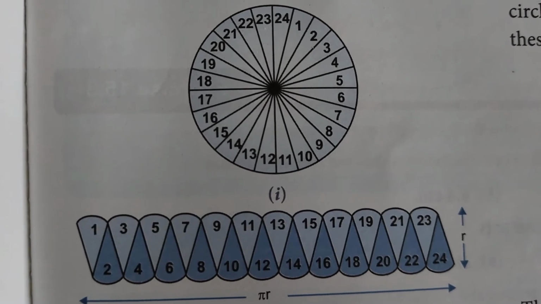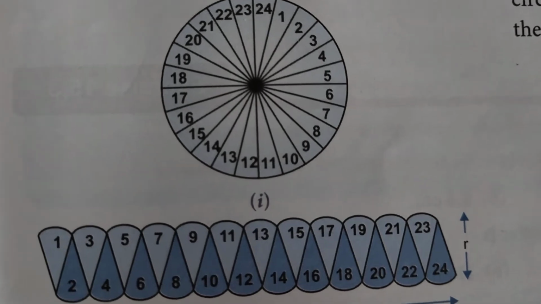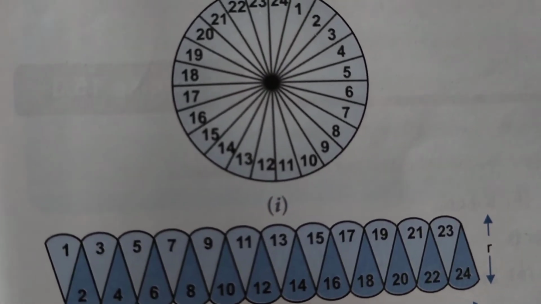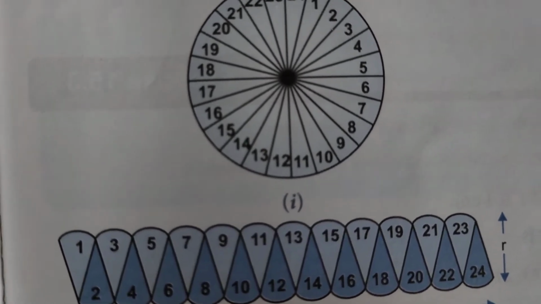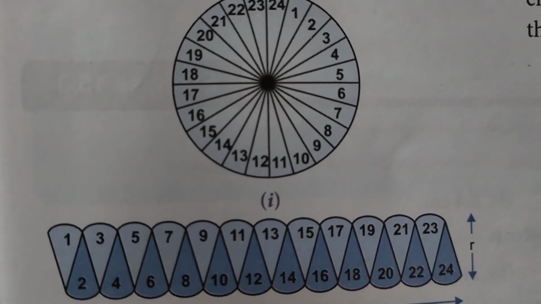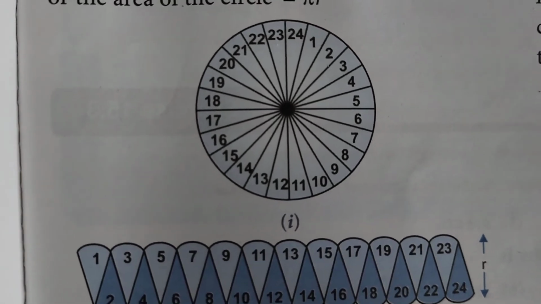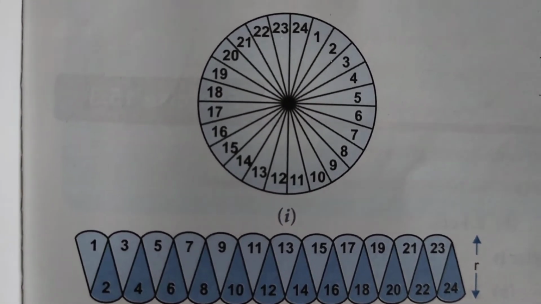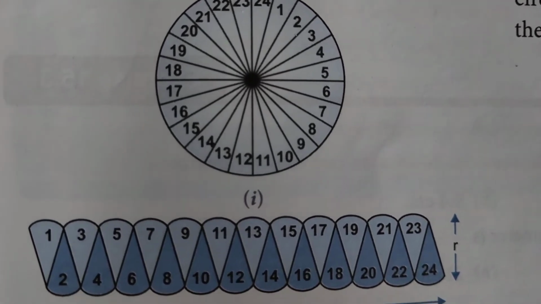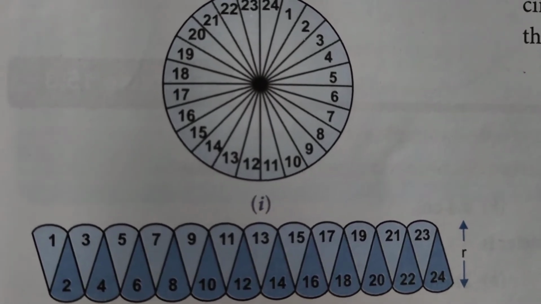Now we will find the area of the circle. To find the area of the circle, first the circle is divided into sectors, as equal sectors. Here the figure is divided into 24 equal sectors. 1, 2, 3, 4, 5, 6. So the sectors have been arranged. You can clearly observe how it has been arranged. With this, practically we can find the area of the circle.